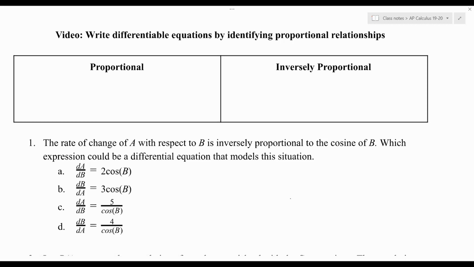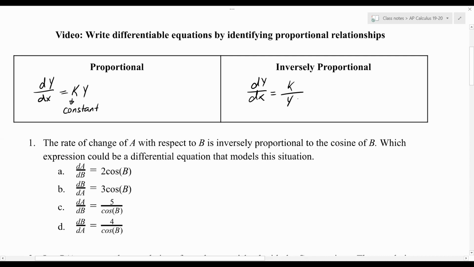Hello mathematicians, today we're going to learn about writing differential equations by identifying proportional relationships. So if we have a differential equation that we know is proportional, it would be of the form dy/dx equals some constant k times y. If we have a relationship that's inversely proportional, it would be written dy/dx equals some constant divided by y.